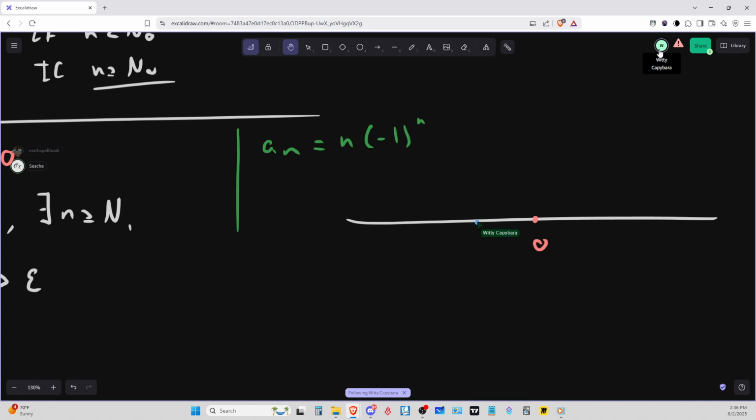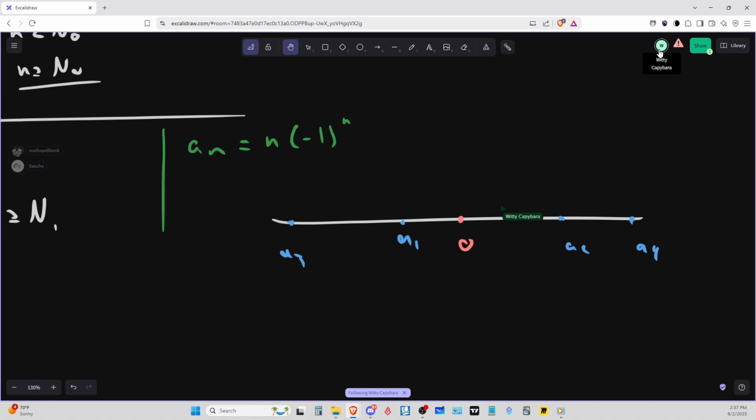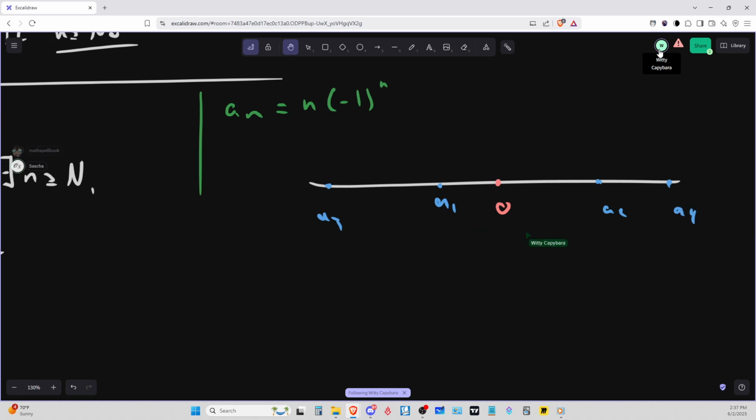Okay, so basically it would look something like that. A1 is here, A2 would be here, A3 will be there, and A4 is there, and you can see that the sequence is going outward, flipping between being positive and being negative. This sequence will not have the property that I want, because half the time it's positive and the other half it's negative. So that kind of sequence wouldn't work.